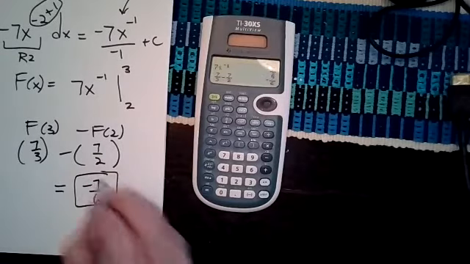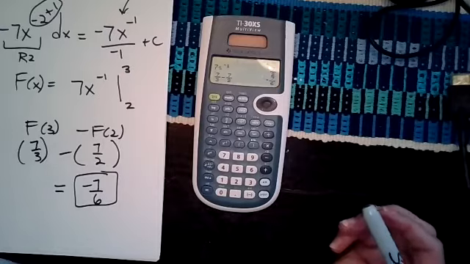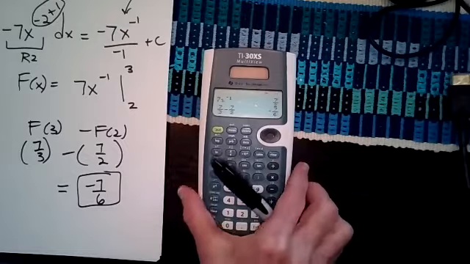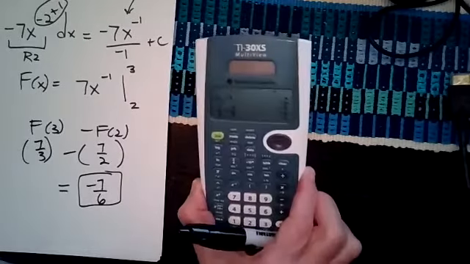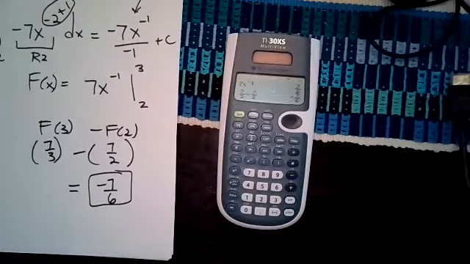And that's the answer. It won't always make a fraction, because if it's irrational, then we definitely put the decimal approximation. I just want to make sure y'all can see that. Okay, so -7/6.